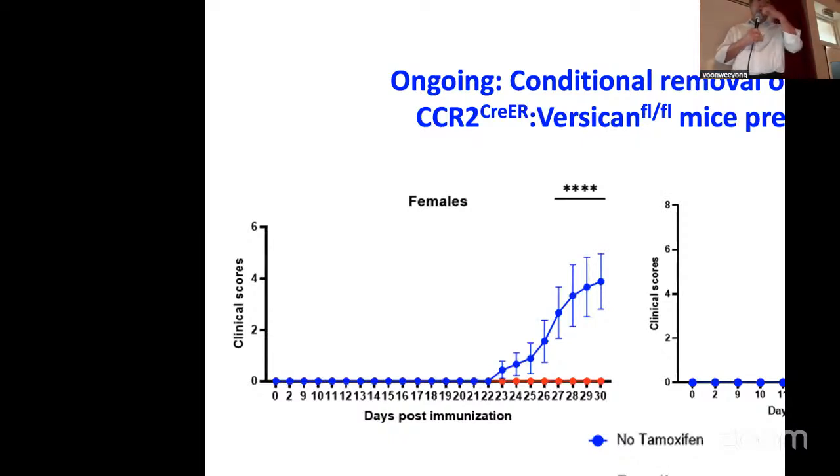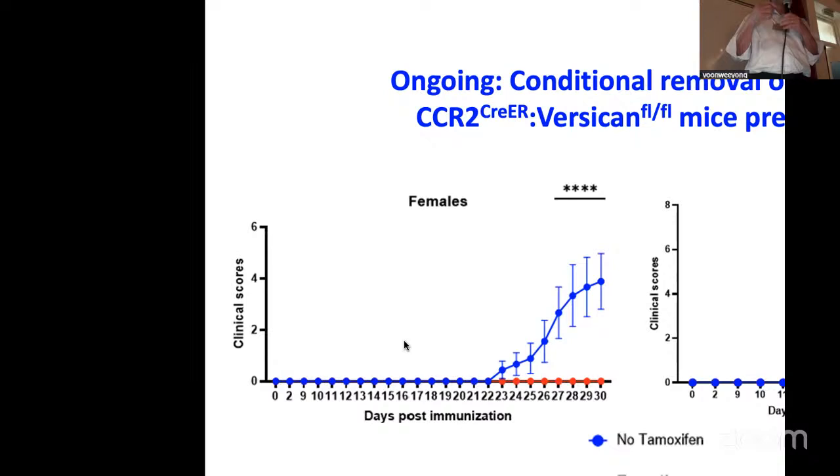Just some ongoing work, just to briefly tell you some of the things that we're doing with CSPGs in inflammation. This is the work of a PhD student in which she has generated a versican flox mouse, crossed that to a CCR2 Cre-ER in order to, following tamoxifen induction, delete versican from CCR2 myeloid cells, monocytes in particular. When you do that and you induce EAE in these animals, in red, these animals don't develop EAE.